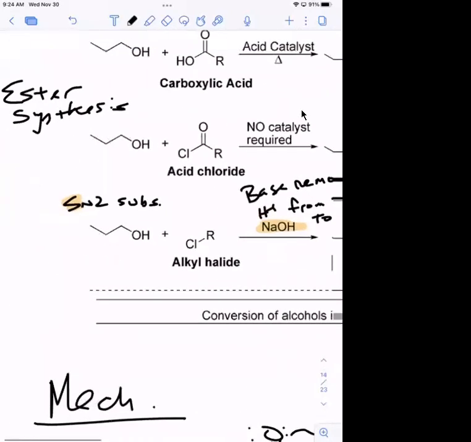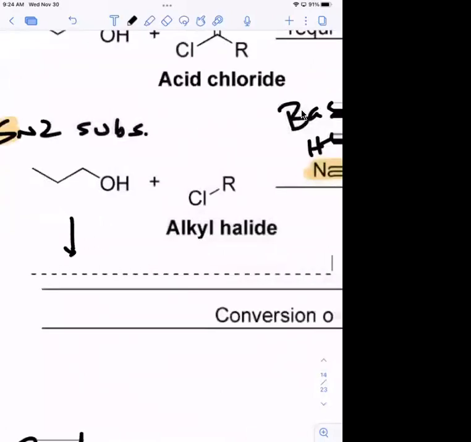So when I react this with sodium hydroxide, the hydroxide is just going to act as a base and pull that proton off right there. Like that. And then the OH bond breaks. So you end up with, let me make sure. So now this is your nucleophile.